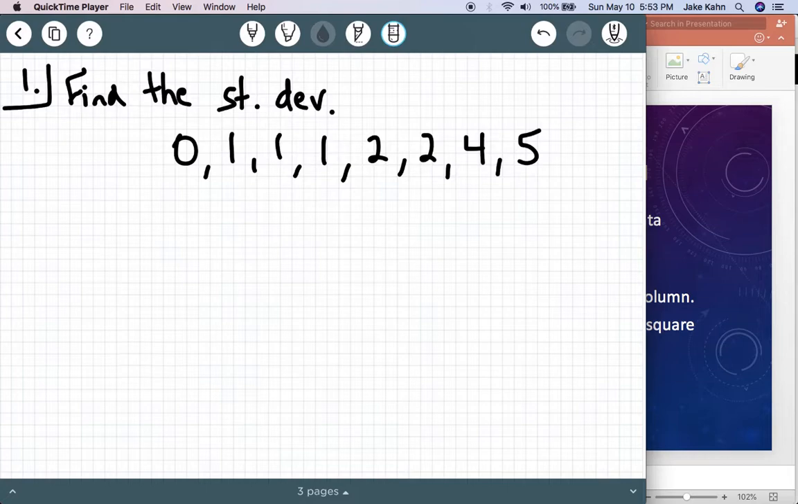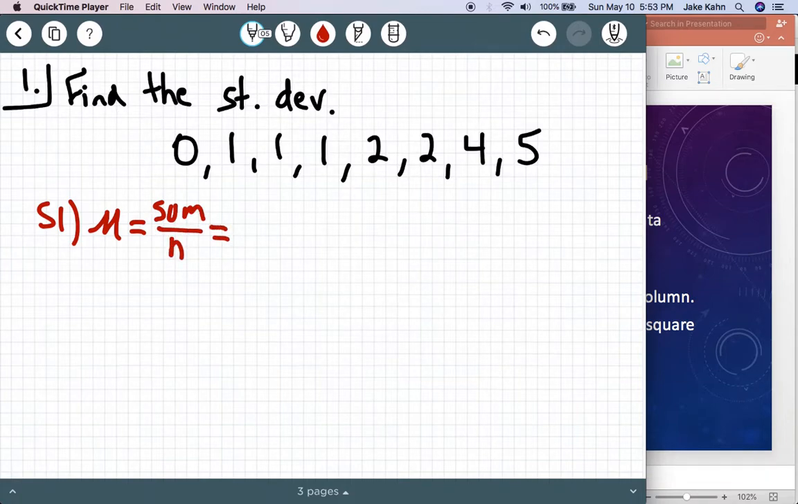Step number 1 is we need to find the average. So I'm going to label this. Step 1 is we got to calculate what mu is equal to. How do we do this? Well, we take the sum of all of our data and we divide it by n, or the number of data points.